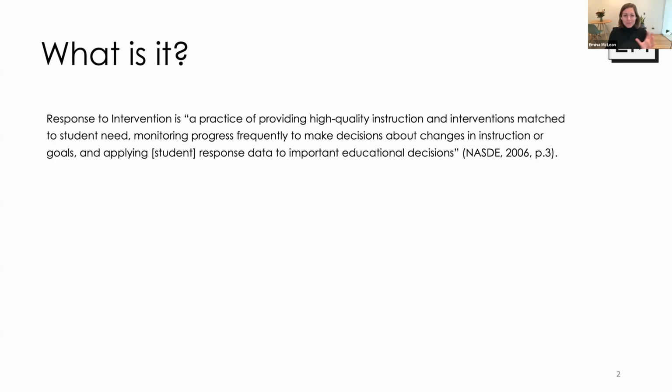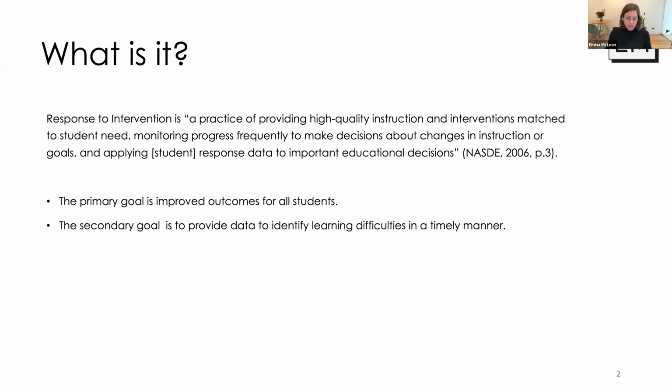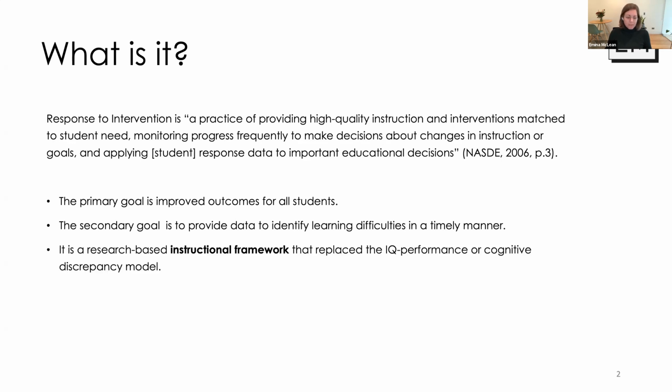So even though the name is response to intervention, we don't want to just be thinking about extra or add-ons. We want to be thinking about the quality of the instruction that we're providing to all students. So the primary goal is improved outcomes for all of our students, regardless of their ability levels. And the secondary goal is to provide data to identify learning difficulties in a timely manner. So we're wanting to pick up early the students who are struggling.